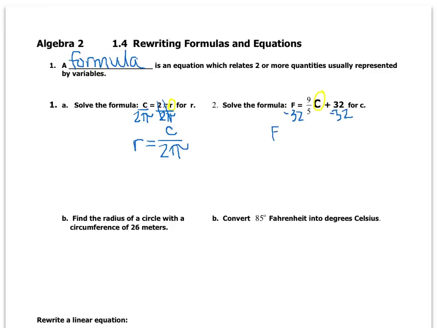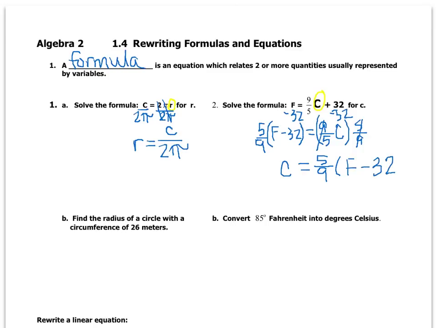So I have F minus 32 equals 9/5 C. And to now undo that 9/5, because I want my C alone, I'll multiply by the reciprocal, 5/9. So I'm going to put parentheses around this whole left side because I want to multiply 5/9 by the entire thing. So these two cancel. I have C now all alone equals 5/9 times F minus 32. And again, I just flipped both sides around completely, and that is perfectly fine.